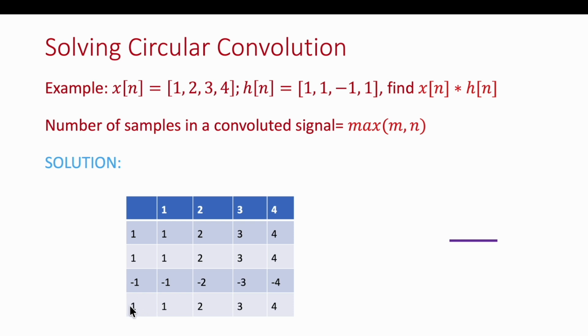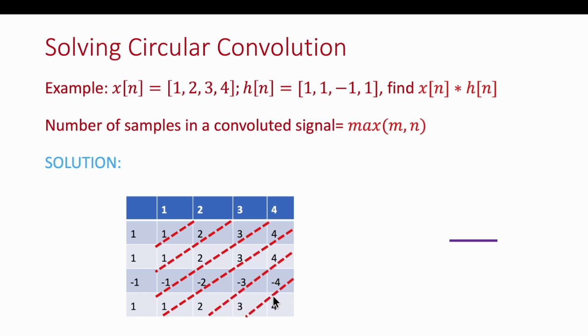Similarly, if you multiply 1 again with all the elements of x of n, then you have this result here. Then again you need to draw the diagonal lines here, all the diagonal lines, and then these diagonal lines. And then you can see what is the max of m comma n, which is equal to 4.